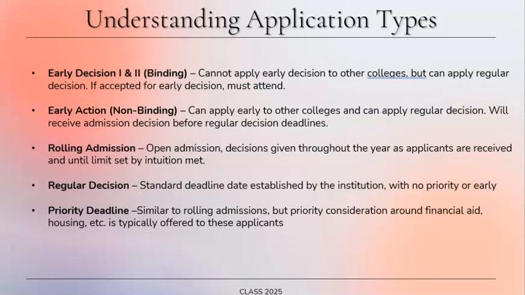Then there's rolling admission. So this is just open admission. Decisions are given throughout the year in the order in which they're received. And that process takes place with the college until the limit has been reached by that respective institution. And then there's regular decision. So that's just your standard deadline date established by the school with no priority or early associated with it. And then the priority deadline. So it's a little similar to rolling admissions, but with priority consideration given to financial aid, housing, etc., are offered to these types of applicants.